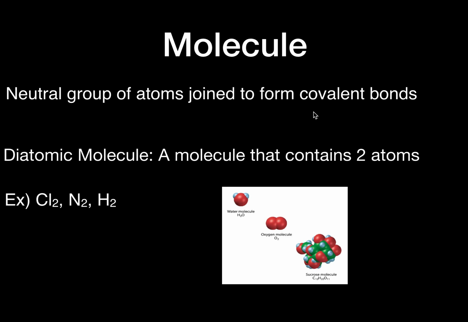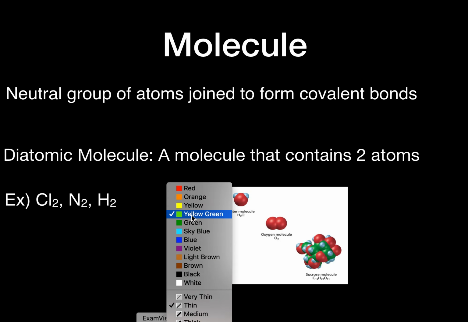Molecule. A molecule is a neutral group of atoms joined to form covalent bonds. And a diatomic molecule is a molecule that contains two atoms. So a few examples, we have chlorine, nitrogen, and hydrogen. And there are a few more. I'm going to give them to you.